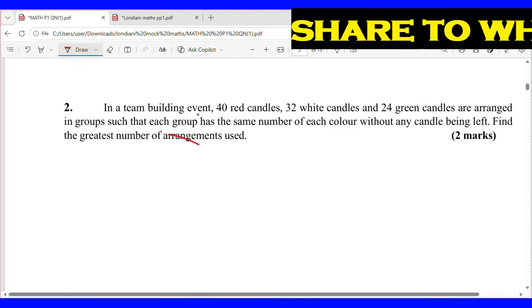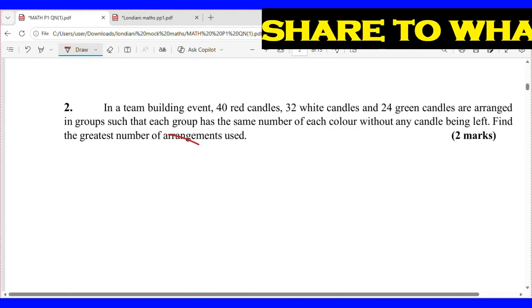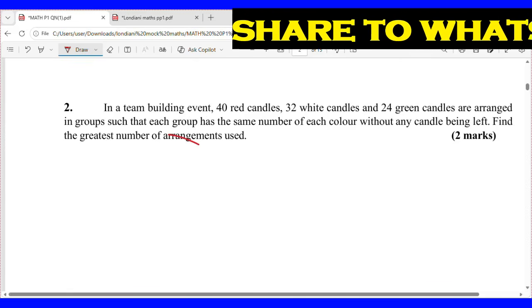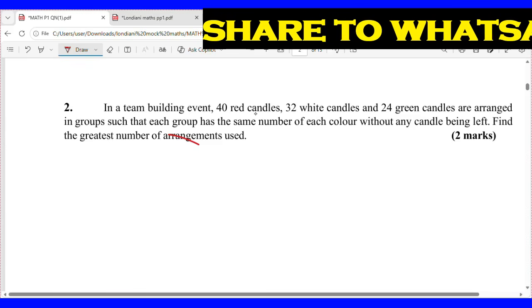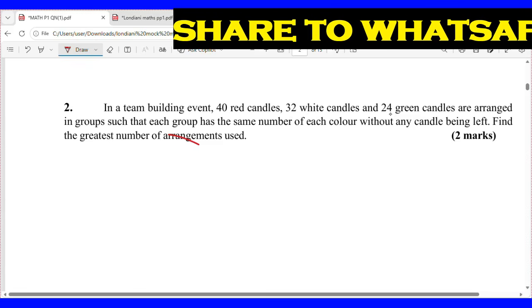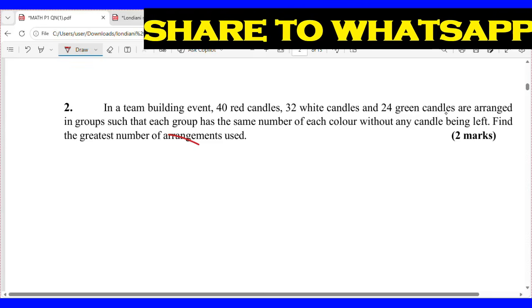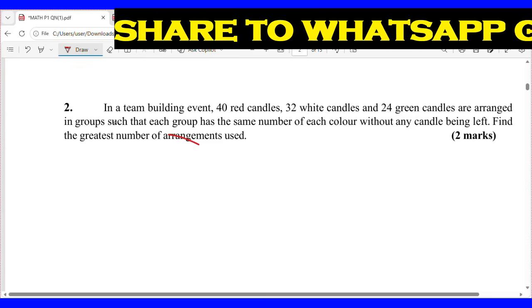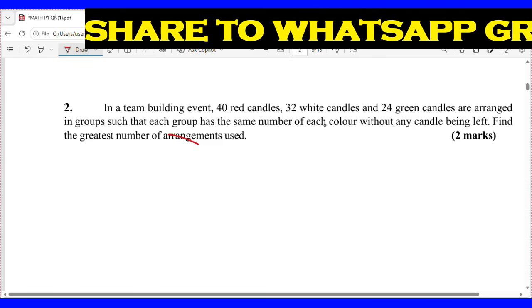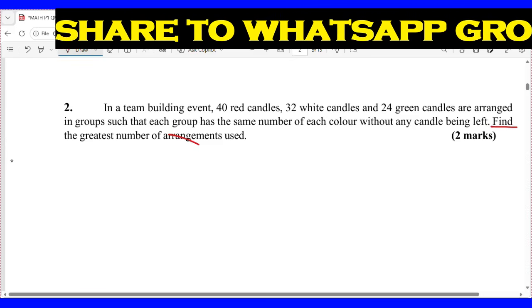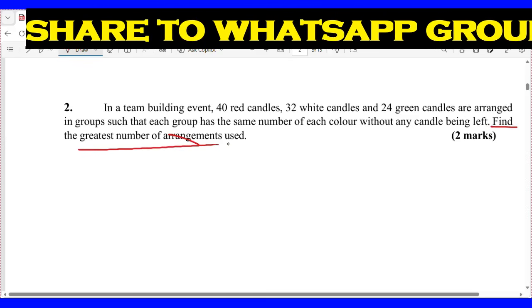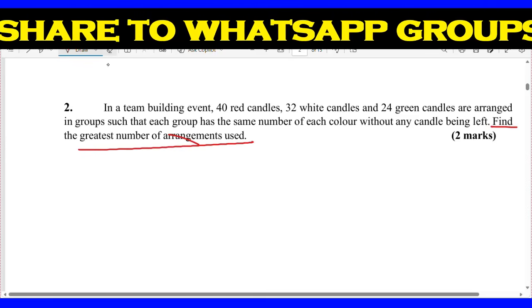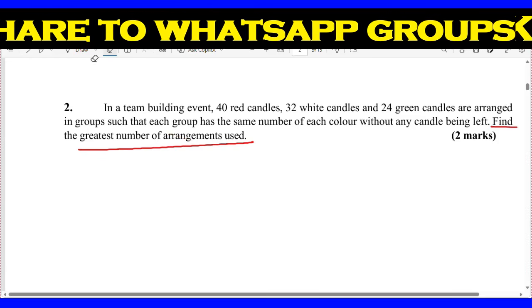A team building an event: 40 red candles, 32 white candles, 24 green candles are arranged in groups. Now the question is, find the greatest number of arrangements.